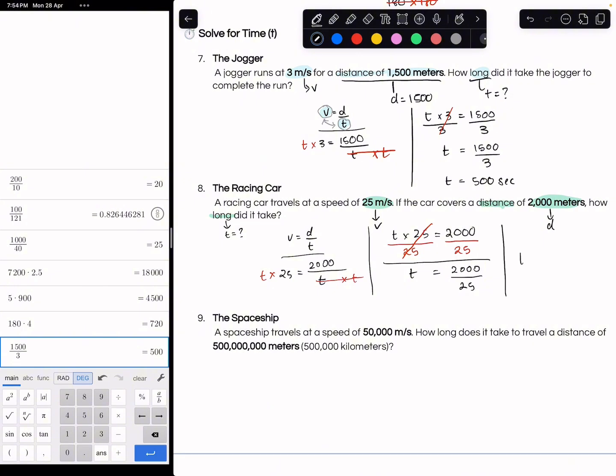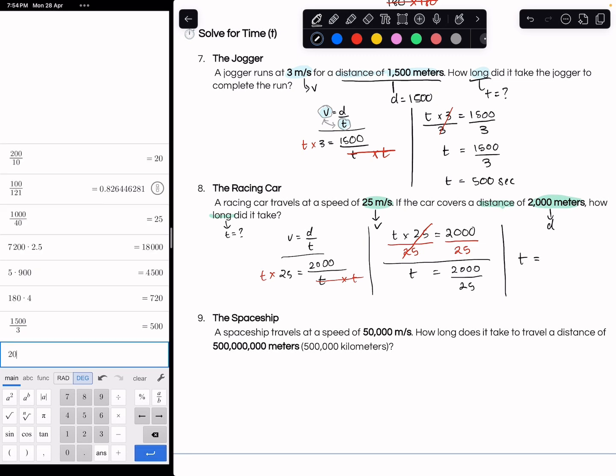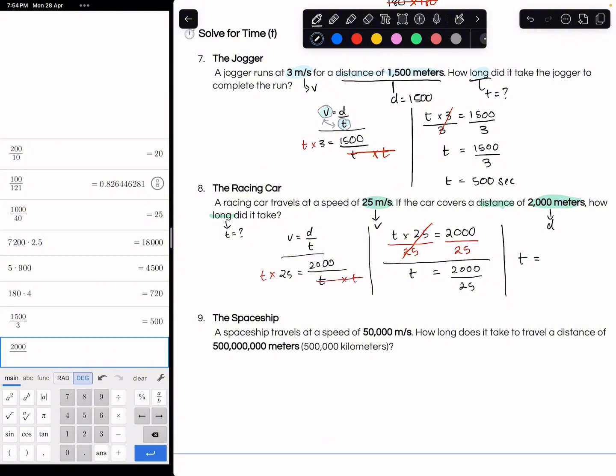Okay, so what is the answer? T equals 2,000 divided by 25, and that is 80 seconds. So the racing car, for it to go 2,000 meters, aka 2 kilometers, at the speed of 25 meters per second, it took 80 seconds. Okay, so it's important to show your working nice and neatly, so it's easy to mark.